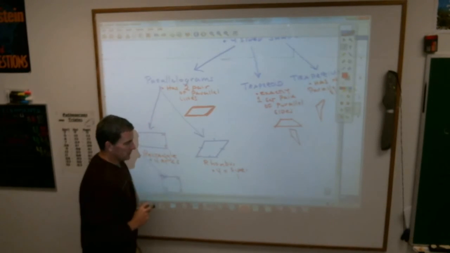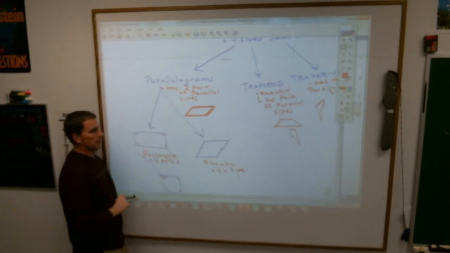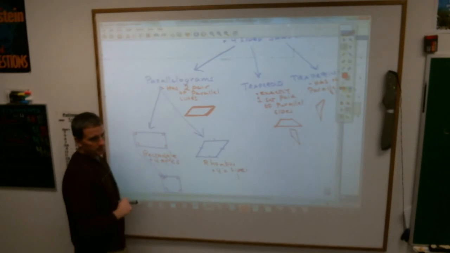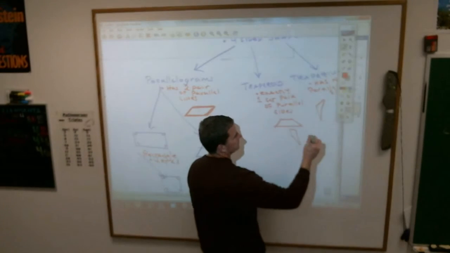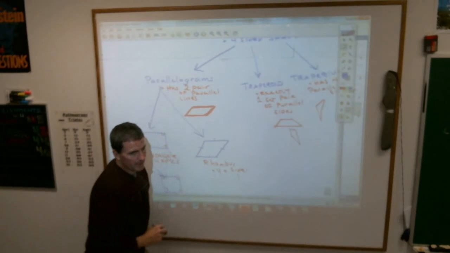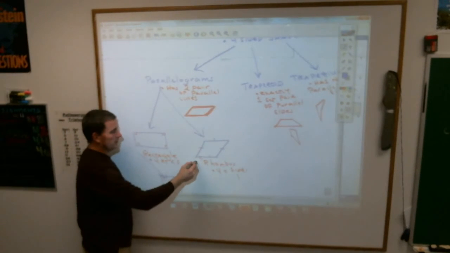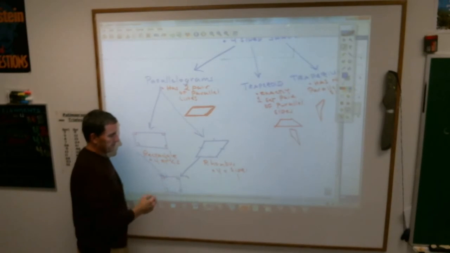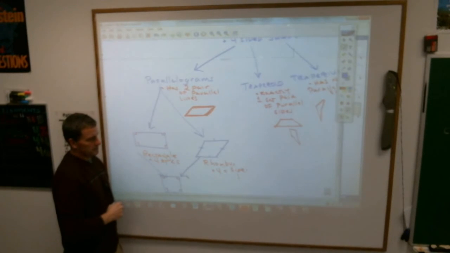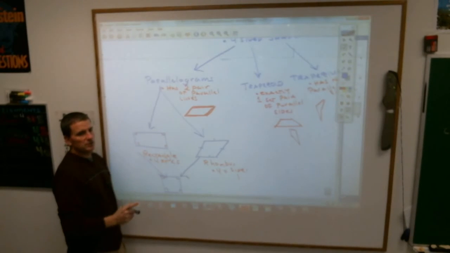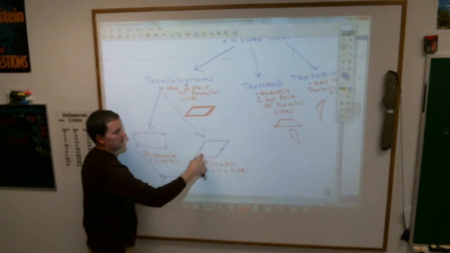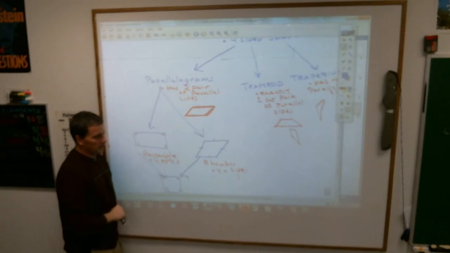So the question is, is a square a rhombus? Yes or no? Does a square have 4 equal sides? Does a rhombus have 4 equal sides? Yes. Then all squares are rhombuses. Are all rhombuses squares? No, because you can draw something that has 4 equal sides that doesn't have 4 right angles.